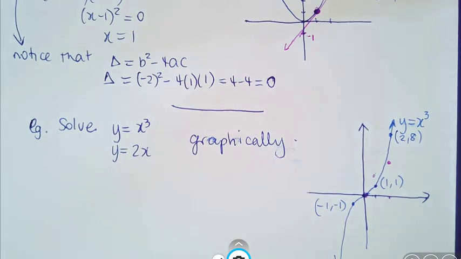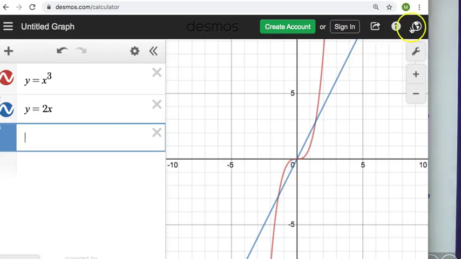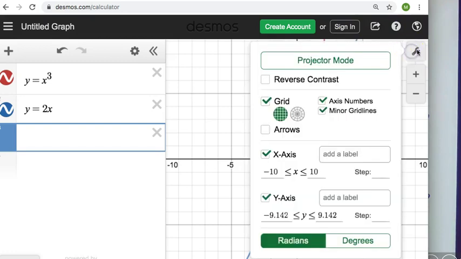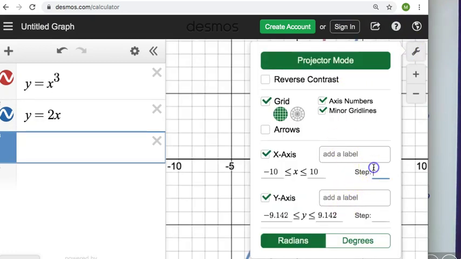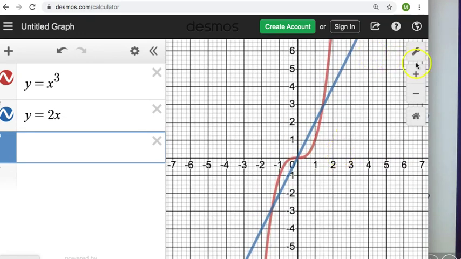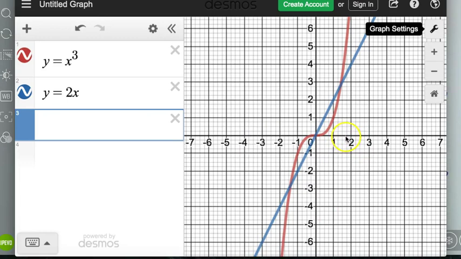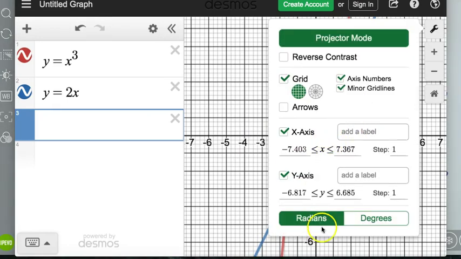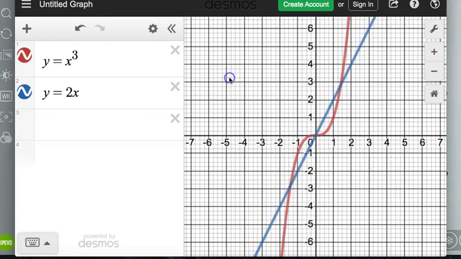I'm doing it on Desmos. It's a proper sketch. I'll use projector mode and put steps so you can read off the values. So here we go. I can't make this bigger, sorry. Okay, it's good now.